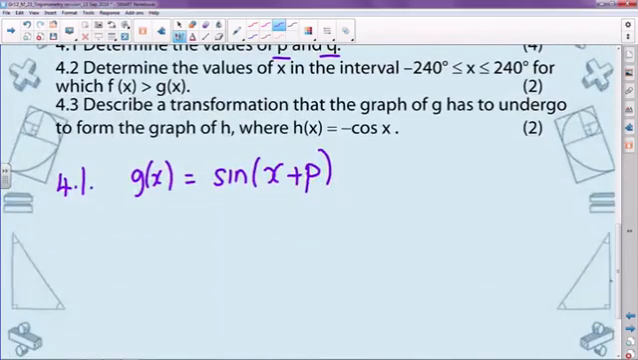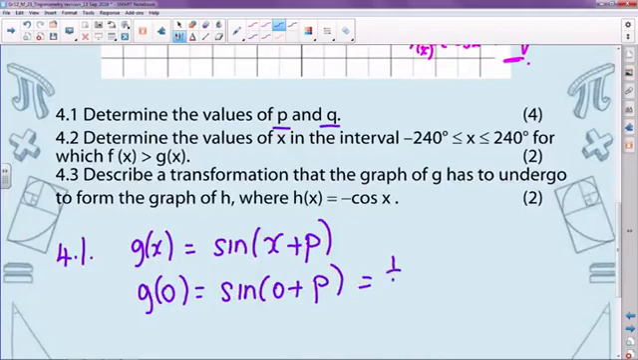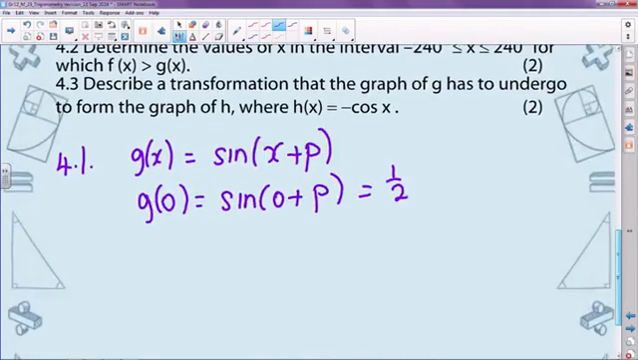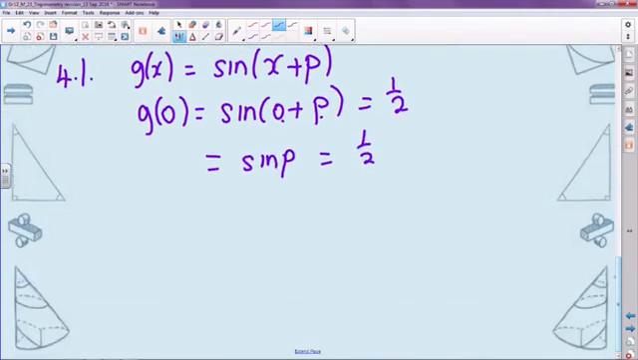So in other words, when my x value is 0, the y value that I get out is a half. Okay. So therefore, I get a simple trig equation where I have sine of 0 degrees plus p, which is simply sine of p, equal to a half. You can do a quick calculation on your calculator or look at your special angle diagrams and you'll see that p is equal to 30 degrees.